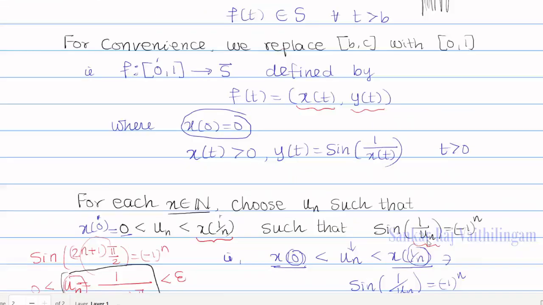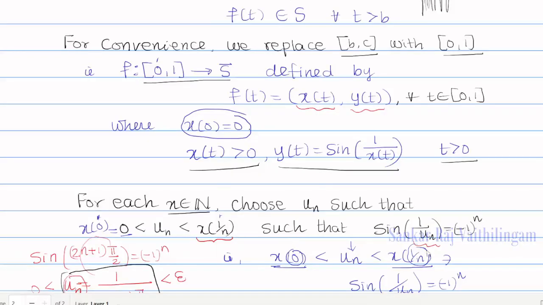So for my convenience, I am replacing my closed interval b, c with the closed interval 0, 1. That is, f is a function from the closed interval 0, 1 to S closure, defined by f of t equal to x of t, y of t for every t belonging to the closed interval 0, 1, having the property that x of 0 is 0 and x of t will always be positive whenever t is positive. And when x of t is positive, y of t is nothing but sin of 1 divided by x of t.